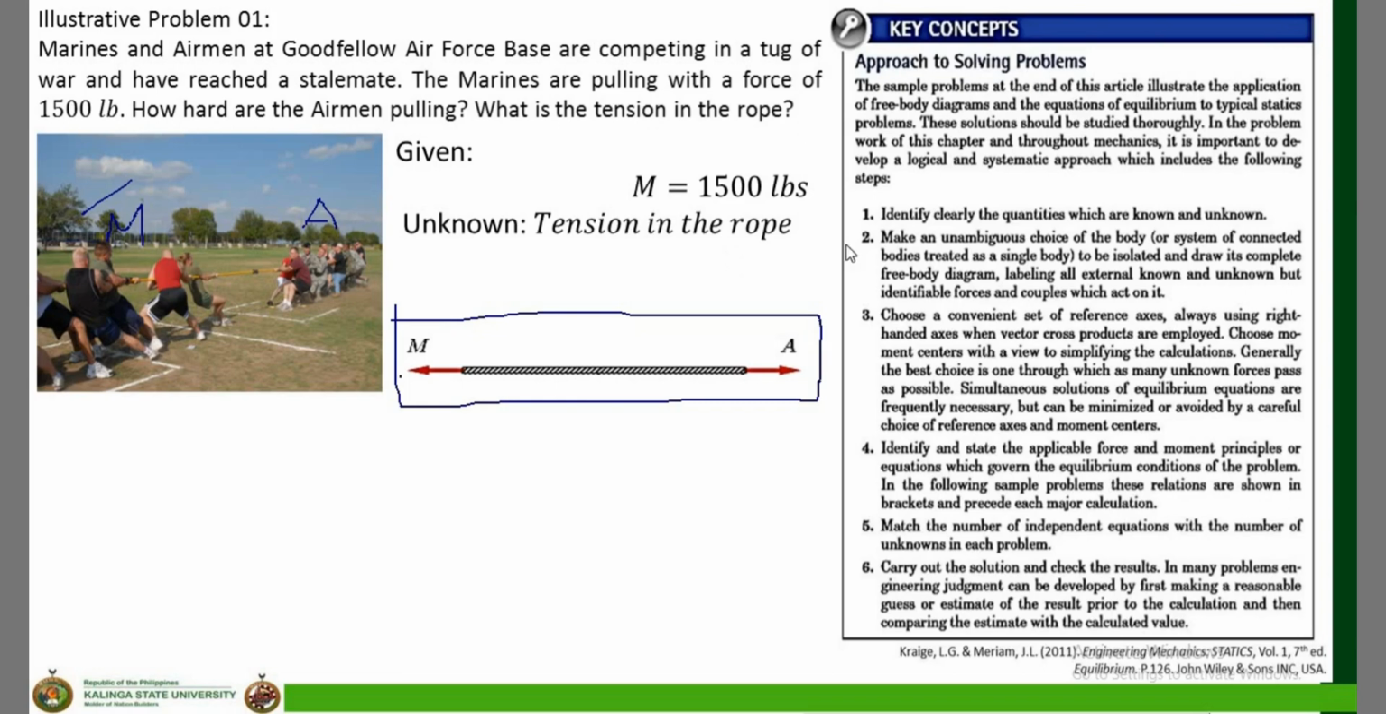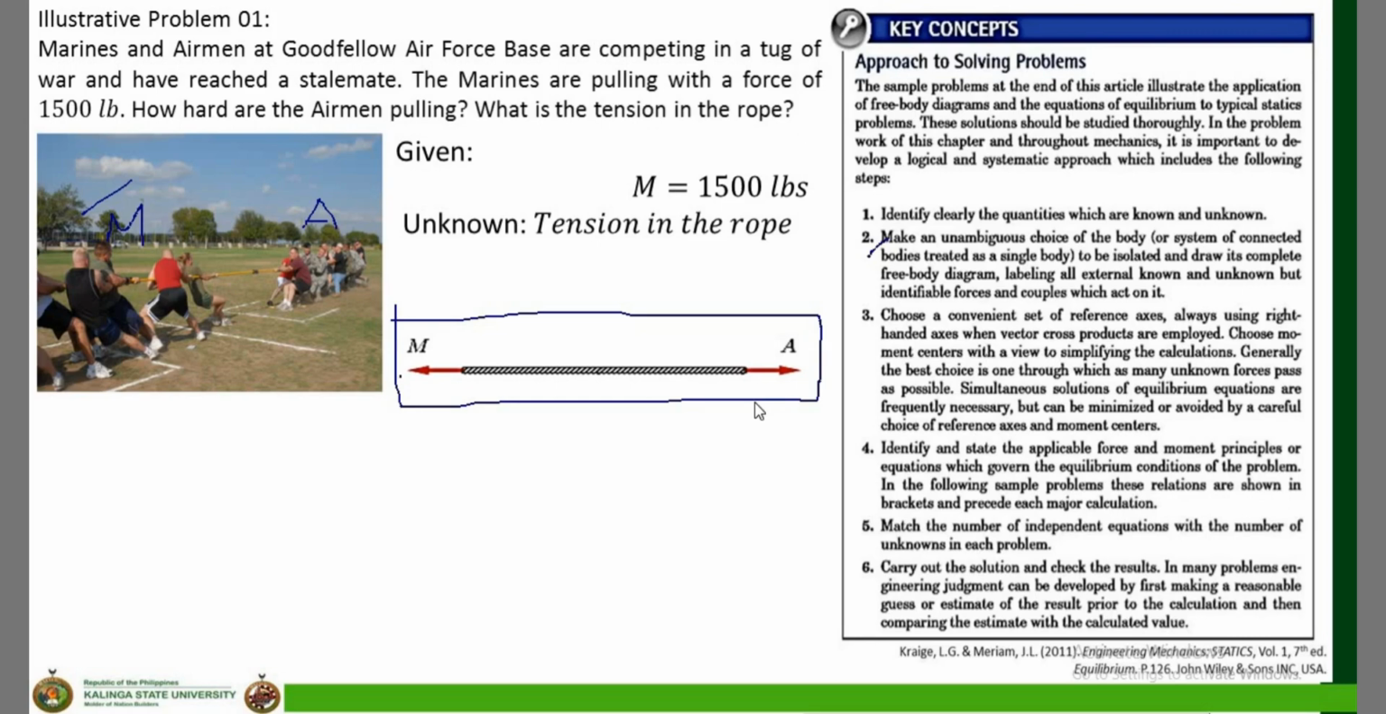Second step, make an unambiguous choice of the body or system of connected bodies treated as a single body to be isolated, and draw its complete free body diagram, labeling our external known and unknown but identifiable forces and couples which act on it. So in step 2, we choose a system of connected bodies treated as a single body so that we can get the unknown.